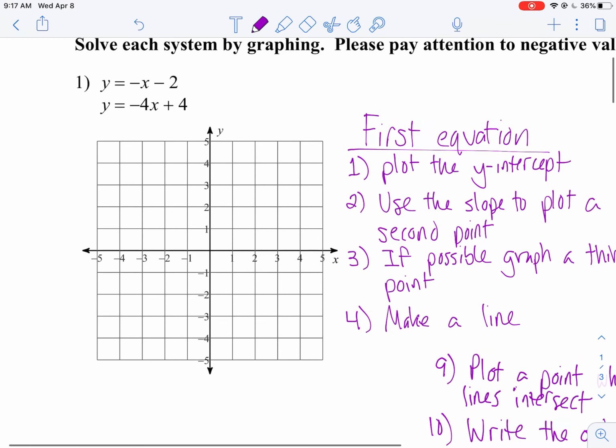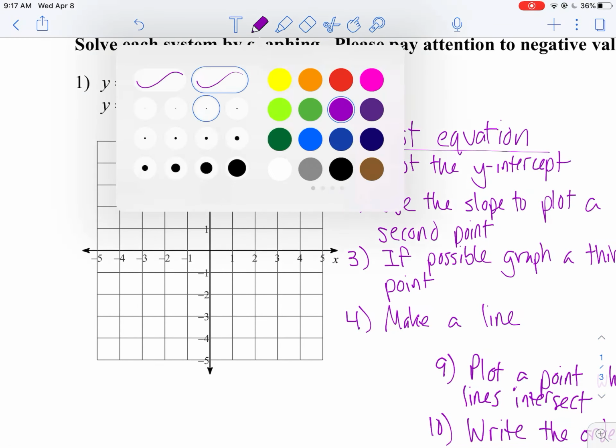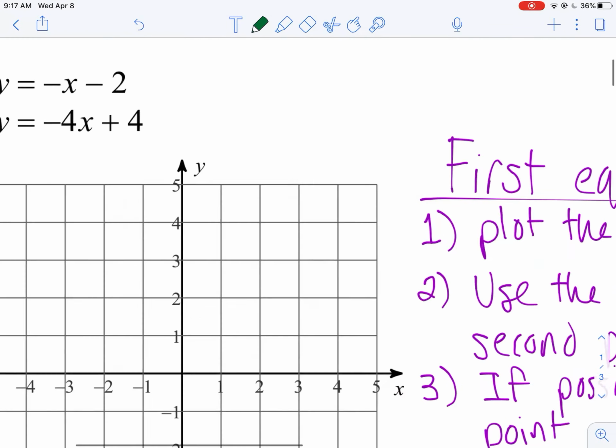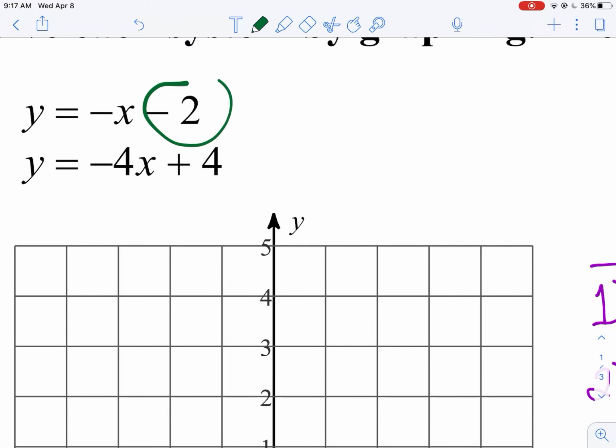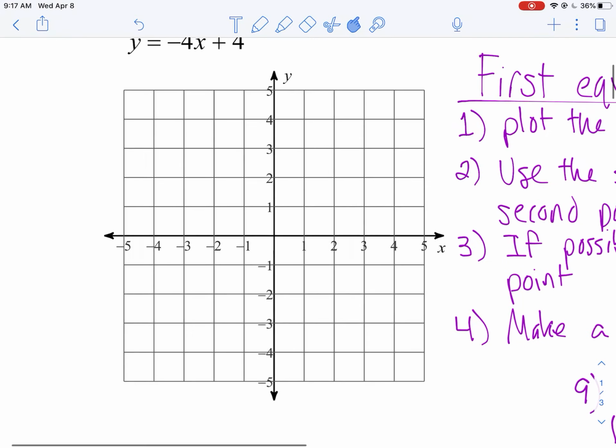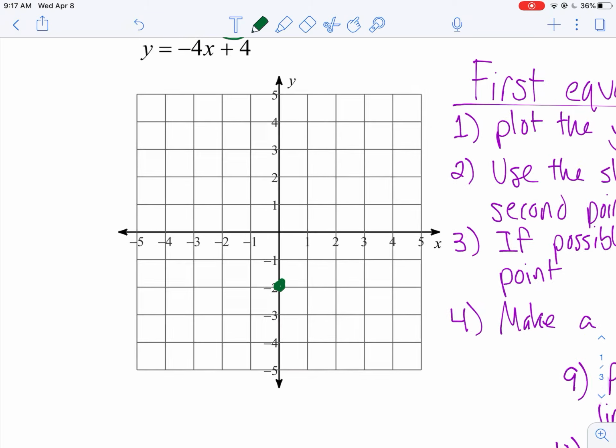Now for our first equation, first step, plot the y-intercept. So I'm going to go up to my first equation here and identify the y-intercept. In this case, I have -2. So I'm going to go on to my graph here. I'm going to plot -2 right there.